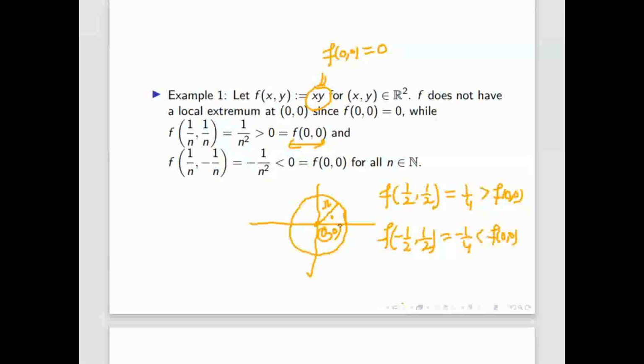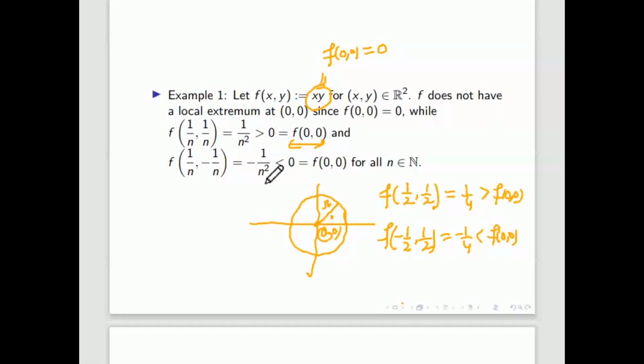So in this disk we are able to find two points such that on one side it is greater, on one side it is less. So that point cannot be the local maxima or local minima. If it is local minima, then for all points in the disk, (0, 0) should give the minimum value. For maximum, for all points in this disk it should be the maximum, but this condition is not satisfied. Even if you take the sequence 1/n, which gives 1/n squared, which is positive, similarly (1/n, -1/n).